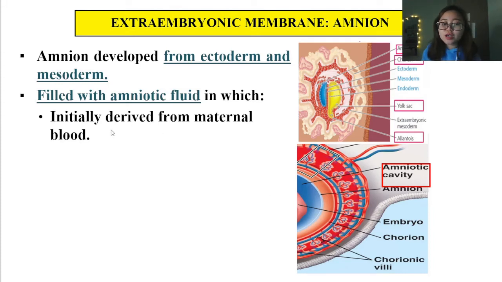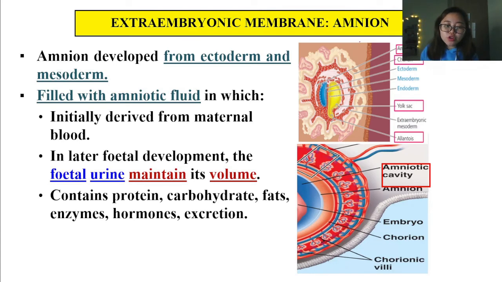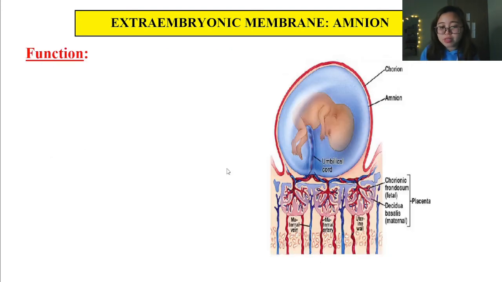So this fluid, initially, it came from maternal blood, but in the later fetal development, the fetal urine will maintain its volume. Pada asalnya, cecair dalam amnion ini berasal daripada darah ibu, tapi lama-kelamaan, fetus itu pun akan kencing, dan kencing daripada fetus akan menyebabkan volume cecair dalam amnion tidak berubah. The amnion will contain lots of protein, carbohydrates, fats, enzymes, hormones, and also excretion from the baby.